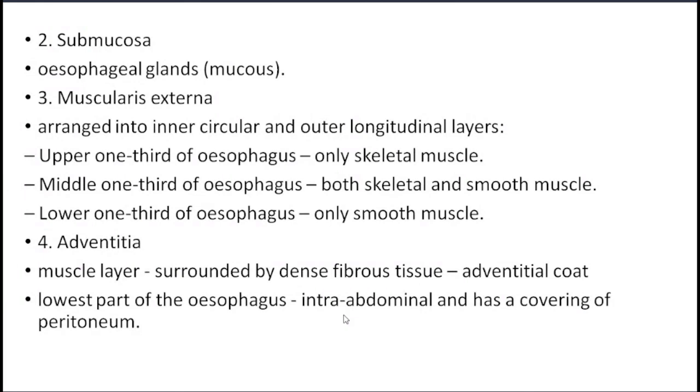Then muscularis externa. Muscularis externa में esophagus के upper part में you will get the skeletal muscle, middle part में you will get the smooth and skeletal muscle both, and the lower part में you will get only smooth muscle. And the fourth layer, it is the adventitia, that is mostly the whole of the esophagus. It has an adventitial coat. Only the intra-abdominal part of the esophagus जो रहेगा that will be covered by the serosa. So this is about the esophagus.